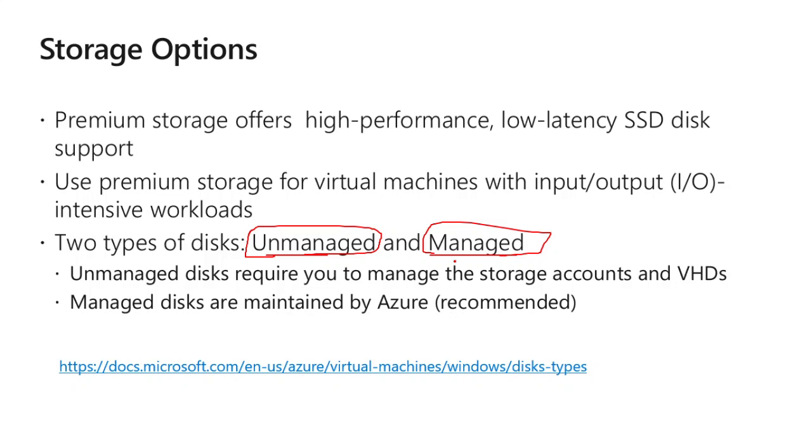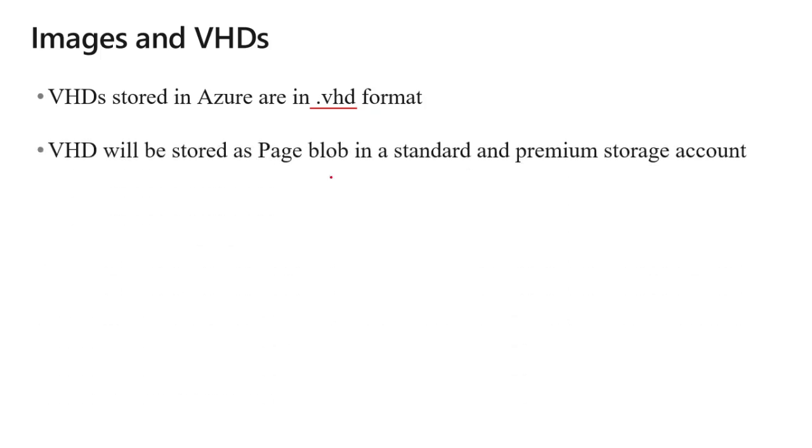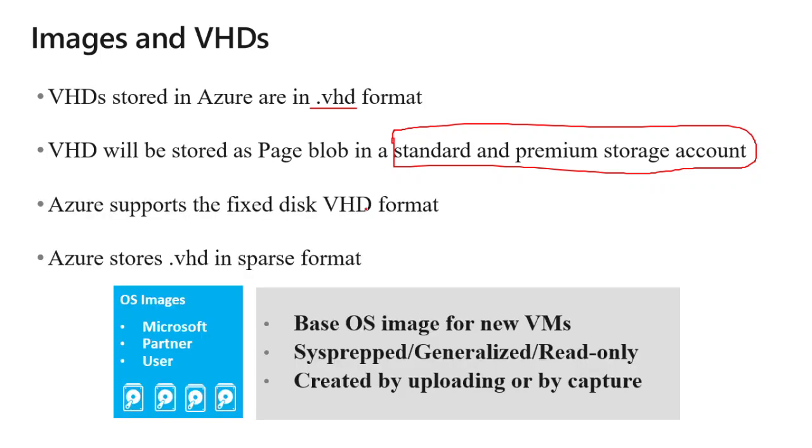All right. An unmanaged disk requires a storage account and VHD format. The managed disks are maintained by Azure, and this is what Microsoft recommends. So when you keep an unmanaged disk, you need to keep it in .vhd format. We'll see all those parts later on. And for performance, we can use premium storage and standard storage to keep our unmanaged disk. So let me go quickly over there.